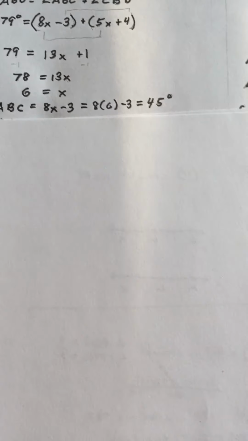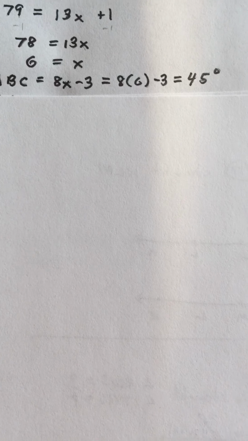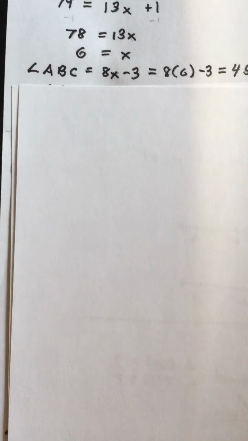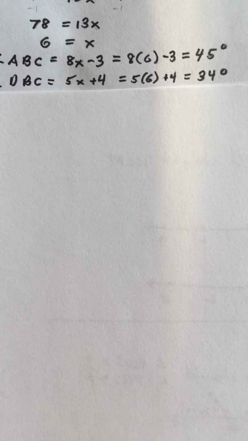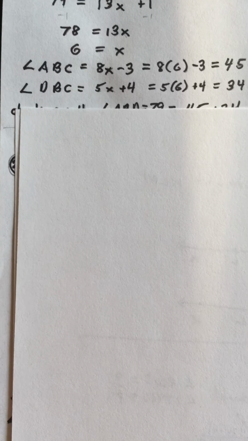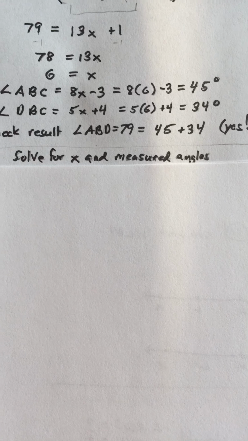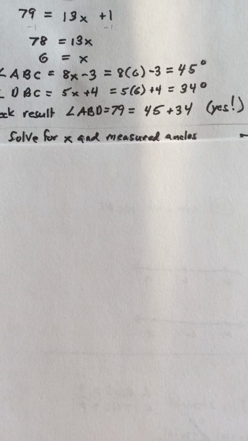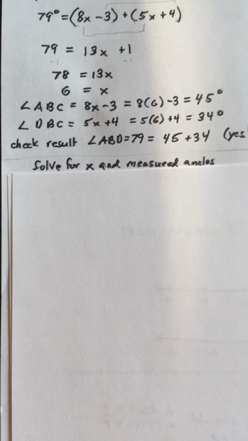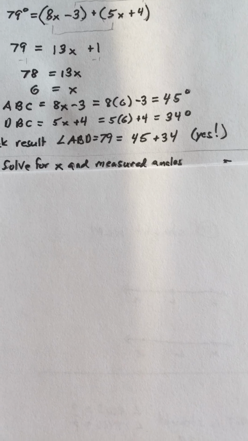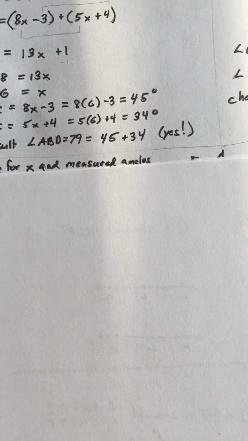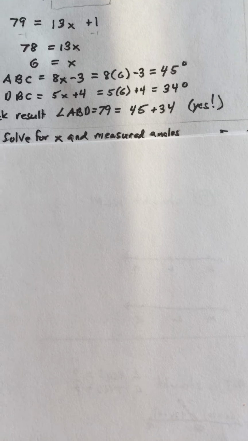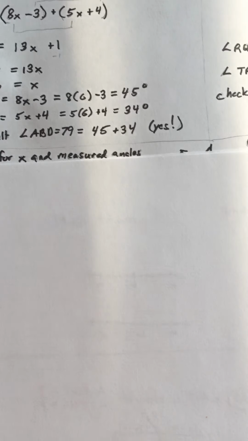I can then plug in that value of 6 into the expressions. So angle ABC is 8x minus 3. It's equal to 8 times 6 minus 3, which is 45. And I have angle DBC, 5x plus 4, which is equal to 34 degrees. I can check my result because I know that the angle ABD, which is 79, has to equal the sum of those two angles. 45 plus 34 is indeed 79, so that does work.